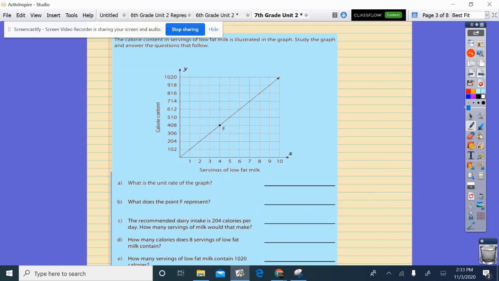Okay, let's do another example. The calorie count on servings of low-fat milk is illustrated in the graph. Study the graph and answer the questions that follow.